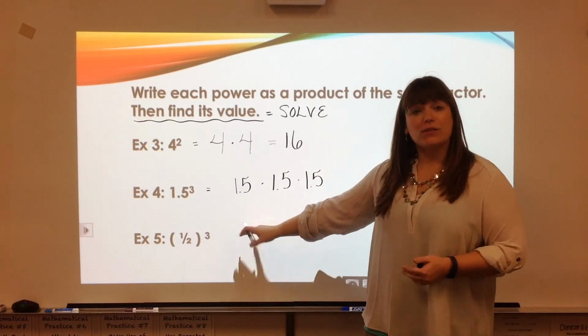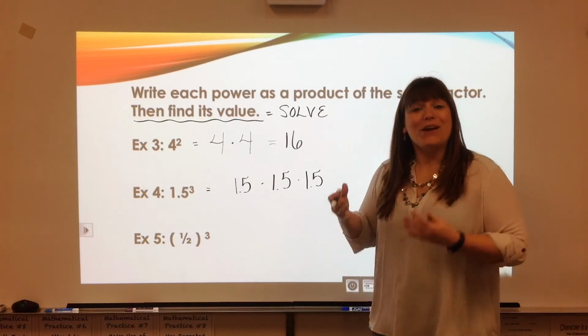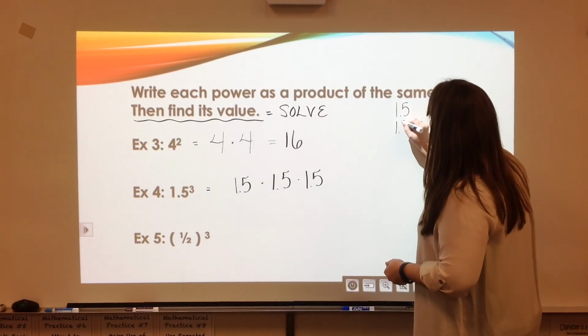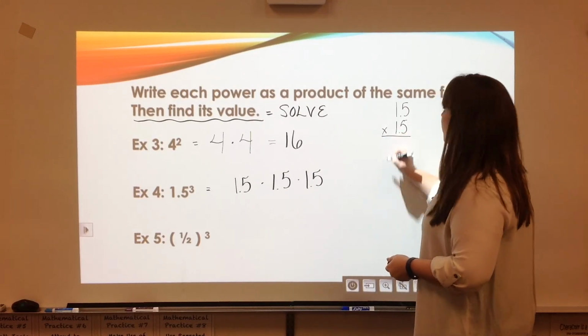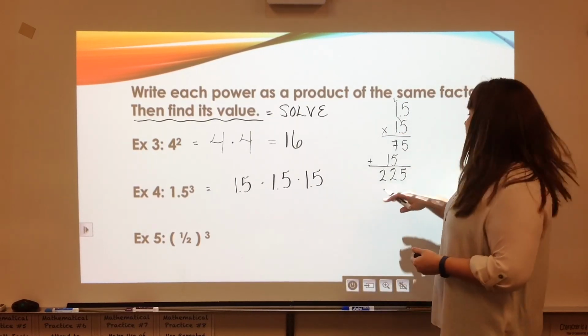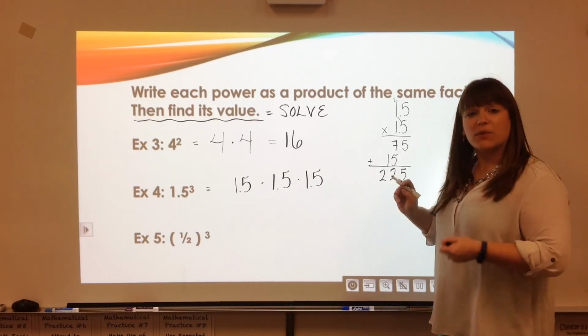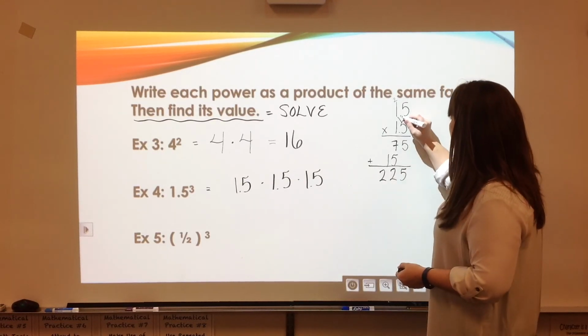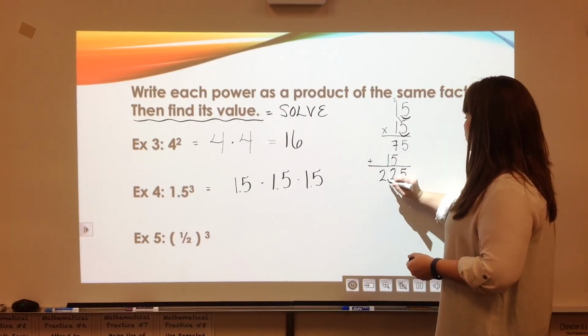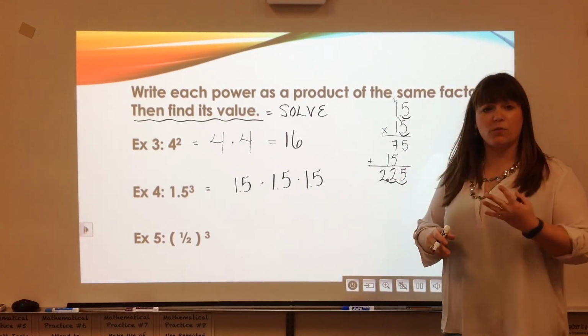And now this is going back all the way to chapter 3. We are multiplying decimals again. When we're multiplying decimals, we're going to take 2 of them and multiply those together. Go ahead and do that. So once I've multiplied, I have 225. We have to put the decimal in. So since there's 1, 2 decimal places, I have 1, 2 decimal places, so I have 2.25.